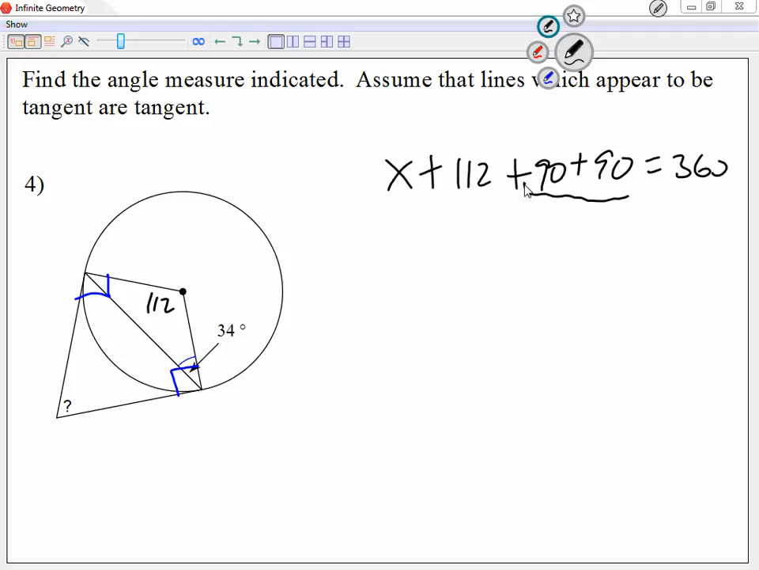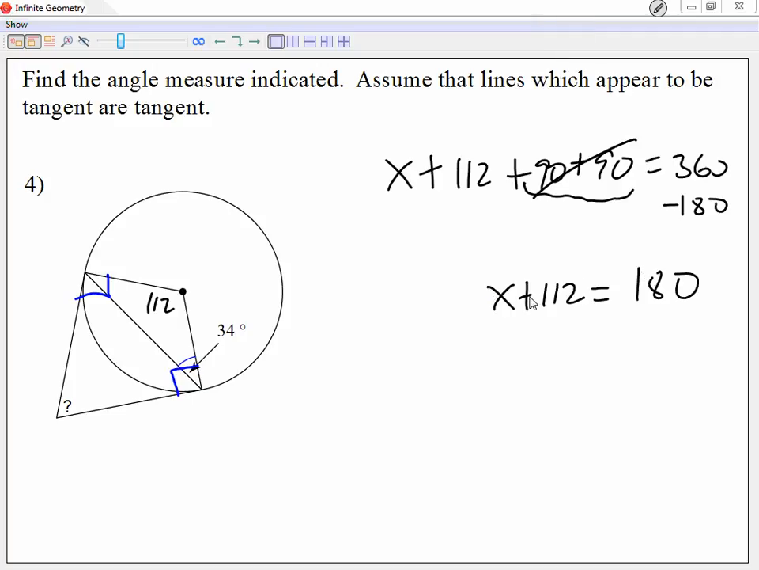Interesting part is that this 90 plus 90 is 180, right? If I subtract 180 from each side, I'm going to get x plus 112. 360 minus 180 is 180, right? So see how this is where it was earlier. That's why I said the top and bottom angles will add up to 180. And then obviously from here, subtract 112 from each side, and you get 68.